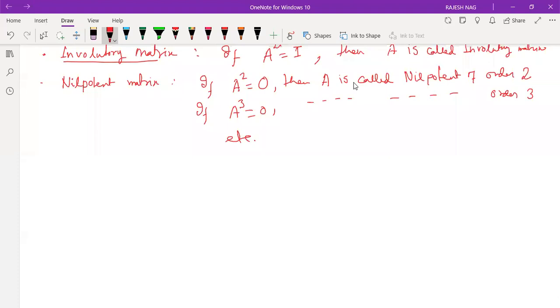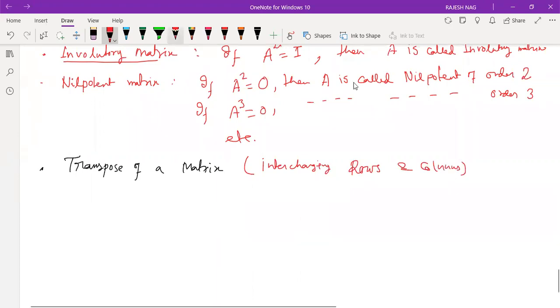Now the transpose. Now the another part. Transpose of a matrix. That is, you can say, interchanging, in short, interchanging row and column.